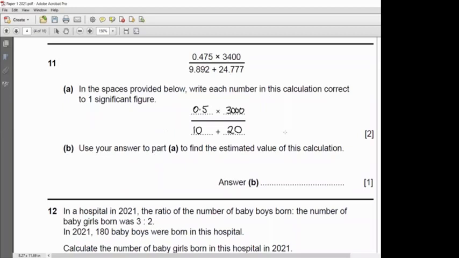Then use your answer in part A, the one that we did just now, to find the estimated value of this calculation. So this one where I wrote the numbers correct to one significant figure is definitely much easier to work out than this one. So you can simplify the numerator first, and then the denominator, and then finally the division. So numerator, I have 0.5 times 3,000. That's a half of 3,000. So I would then have 1,500 in the numerator. And then in the denominator, I have 10 plus 20. This is 30. Then you can see that the zeros will cancel. So that 0.